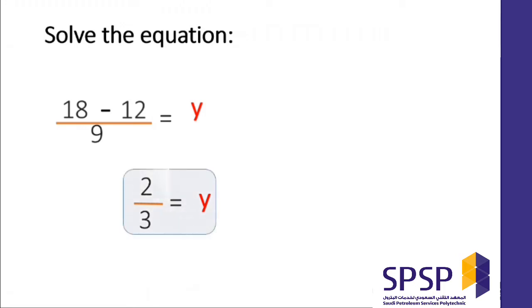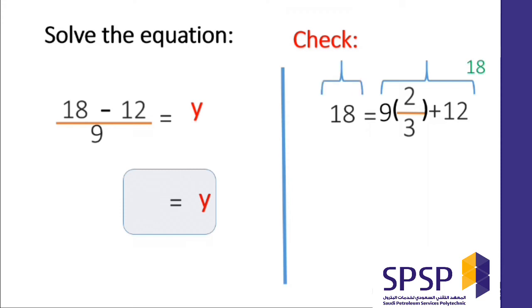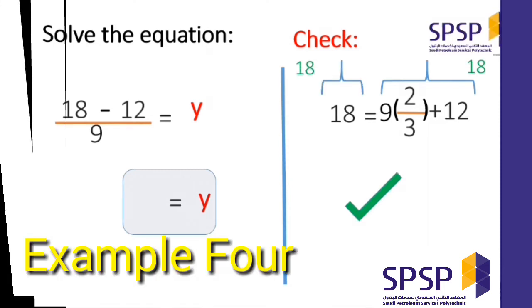How can we check? This is the original equation. So we put the variables or letters within brackets and we replace them by their values. So we substitute 2/3 in for y, and we check the right hand side. 9 times 2/3 plus 12. Check 18. Does it equal the left hand side? Yes, it checks. That's it.